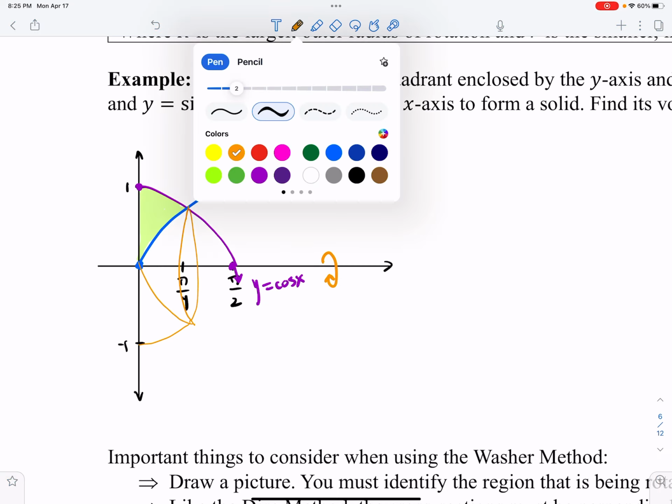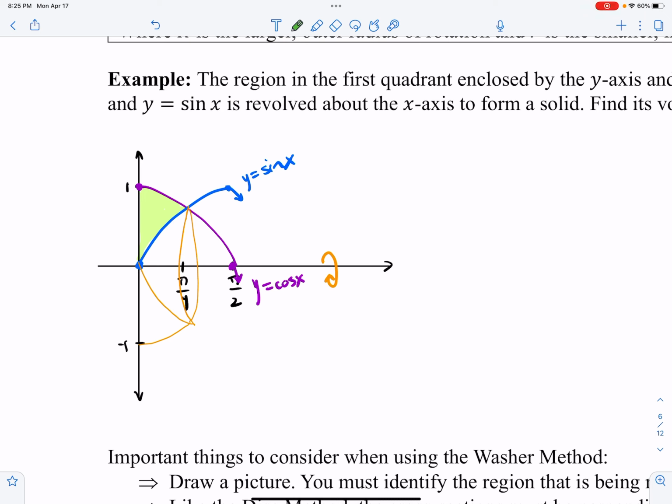So before we set up our integral, let's identify big R and little r. And I suggest labeling big R and little r.